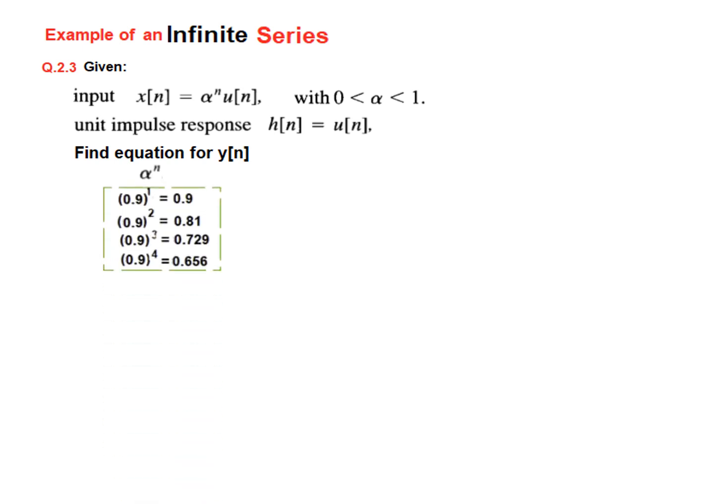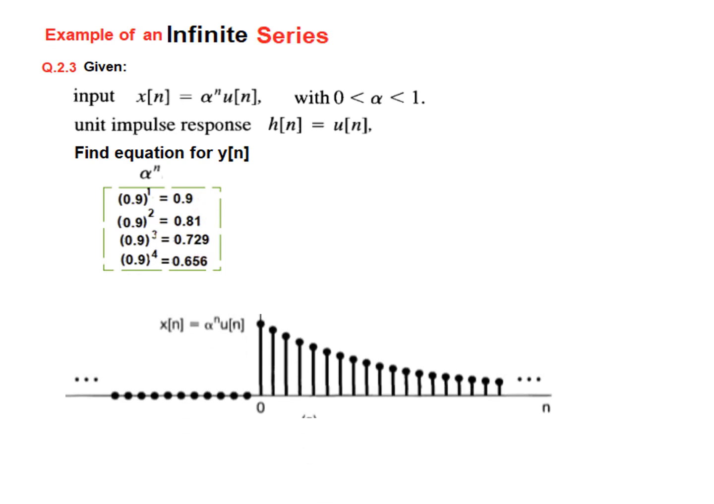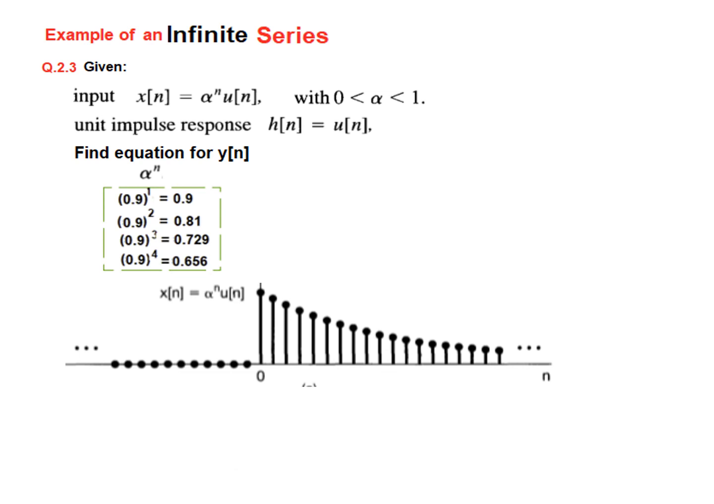So for our ease, we just assume a value of alpha. Let's say it is 0.9. So alpha power 1 will be 0.9, alpha power 2 will be 0.81, alpha power 3 is 0.729, alpha power 4 is 0.659. So this will give us an idea as to the shape of the plot. Okay, so now you can see from here that it is gradually decreasing, 0.9, then 0.8, then 0.7, 0.6.